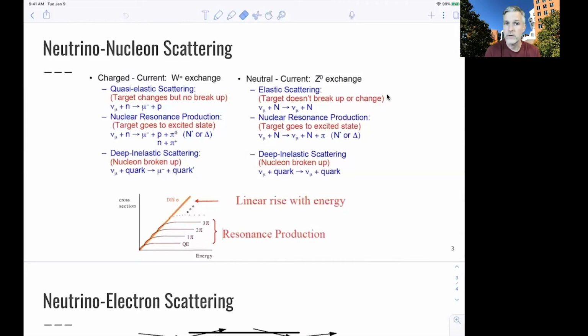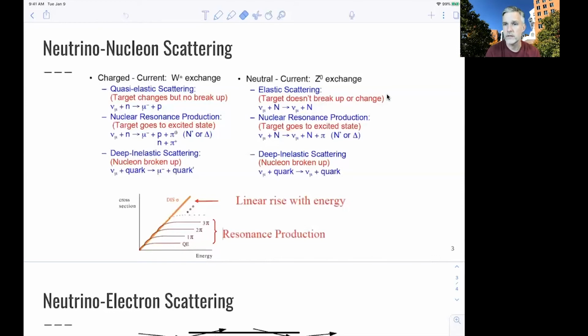We can also have nuclear resonant production, where we hit the nuclei, and then inside the nuclei, we produce a meson, like a neutral or charged pion. And also that's possible in the neutral current exchange. And then we have deep inelastic scattering, where we hit a nuclei or nucleon that hard that we will start breaking it up. And in this case, we scatter off the quark and we produce a new quark in the charged current interaction and the same quark in the neutral current interaction. So this is not different from the stories we had before.